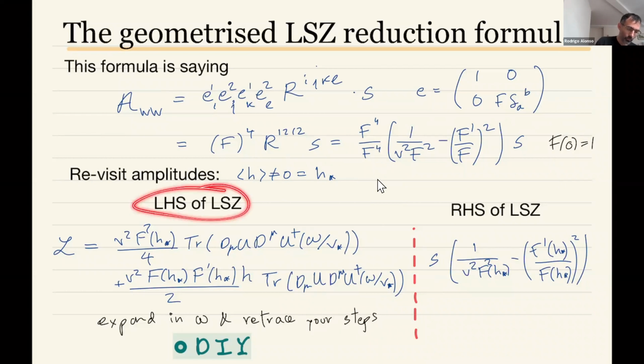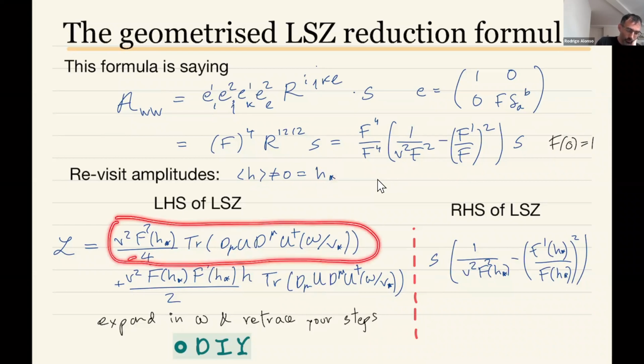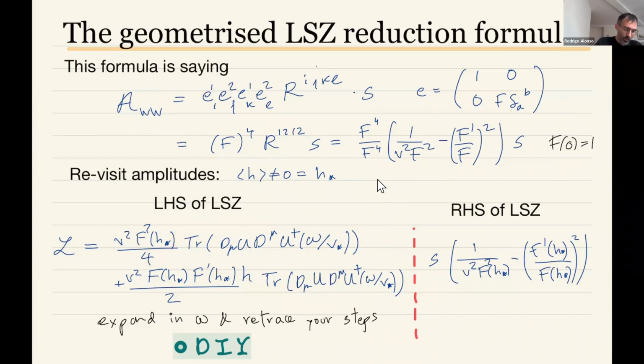So we can look at the left-hand side of LSC. We just revisit our Lagrangian. Now we will expand around this h star point. So the first term in the expansion of that Higgs around the new vacuum will be just F evaluated at h star squared times the matrix of Goldstones.